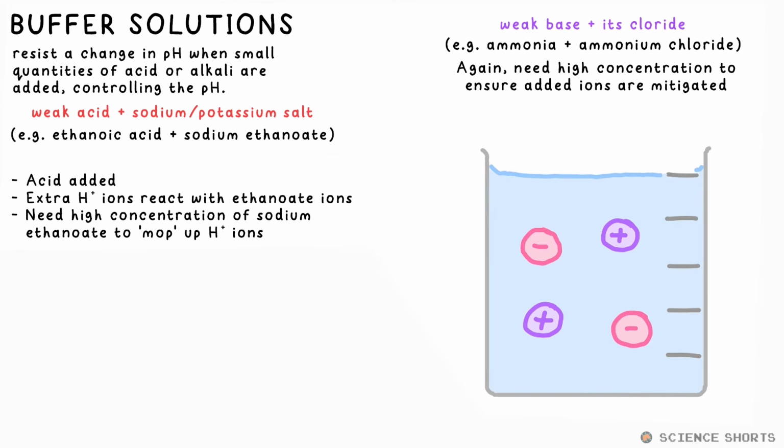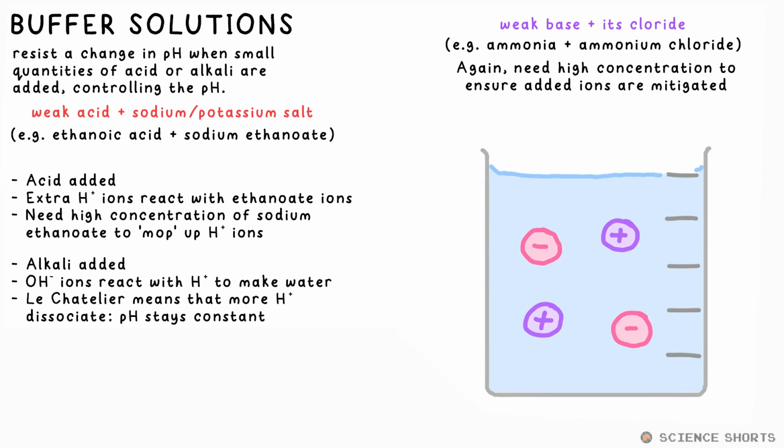If you have a weak acidic buffer solution and a strong acid is added, the extra H+ ions are removed by reacting with the ethanoate ions, for example, to negate the effect they would otherwise have on the pH. We need a high concentration of sodium ethanoate to mitigate the huge number of H+ ions that are added.